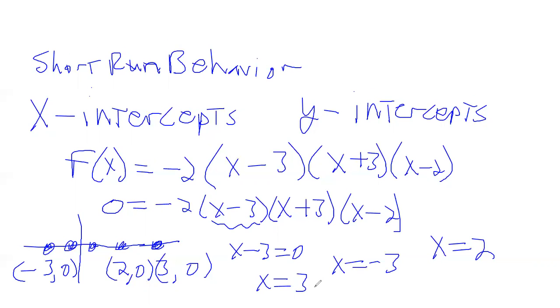So if on a test I ask you what are the coordinates of the x-intercepts, you'll need to write (3, 0), (-3, 0), and (2, 0). Make sure you include the y-coordinate being 0. If I don't say what are the coordinates, you can just say x equals. So that's that part. Now, what about the y-intercept?